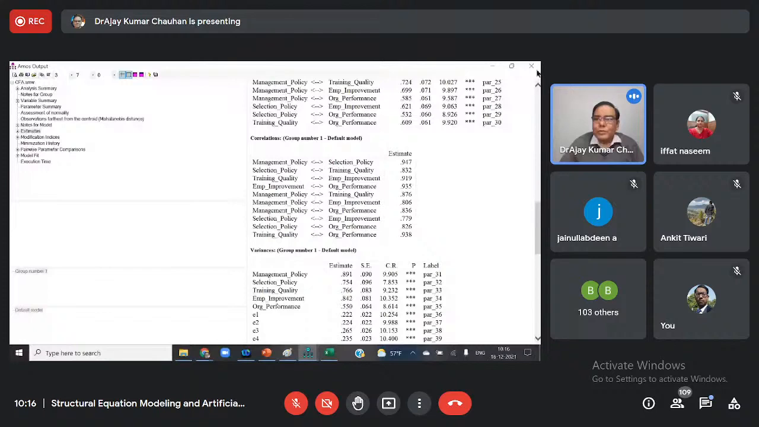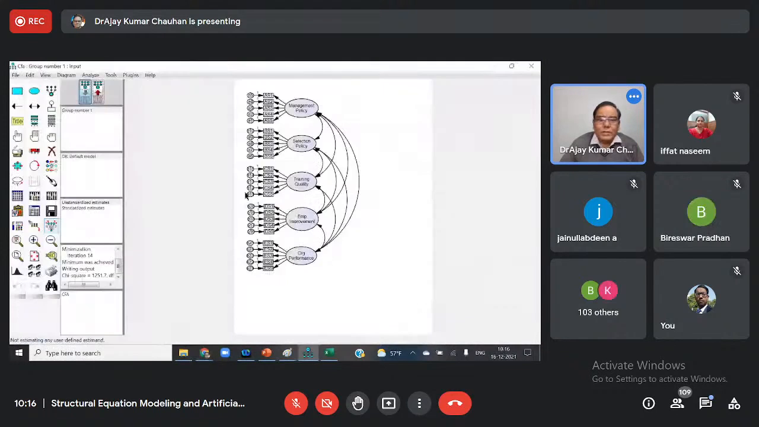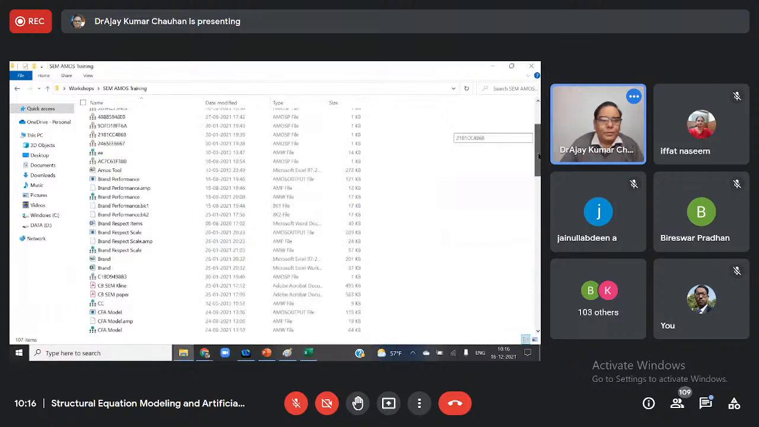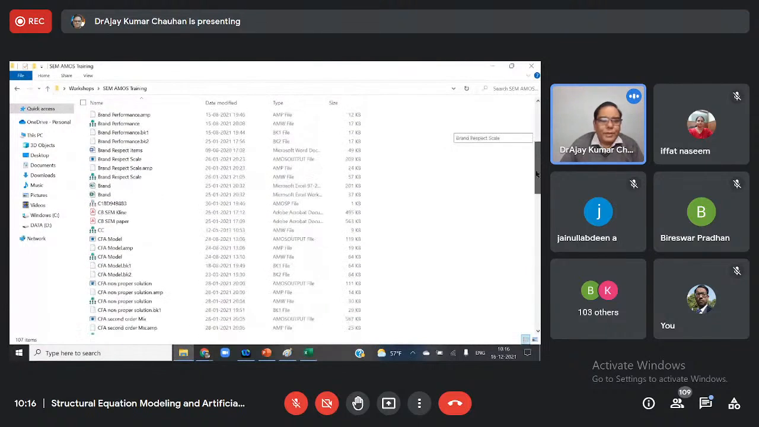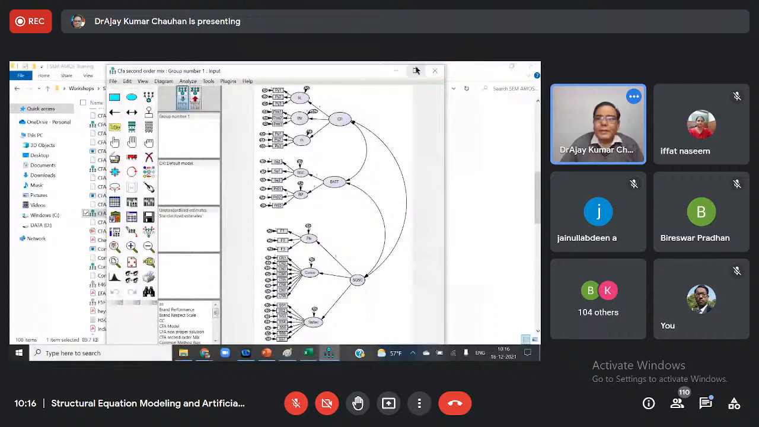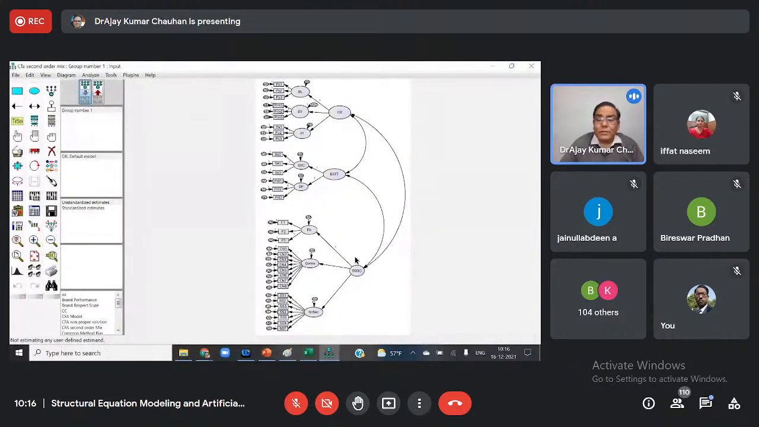Then we are moving to the second order. I think first order CFA is clear. Now let me show you the second order. I already have the diagram, the CFA second order mix. In this case, you can see that I have a second order mixture. We are having three second order constructs, CR, BAT, and SQ, SC.